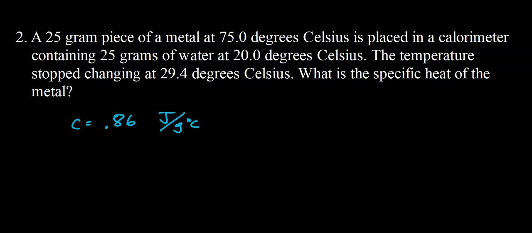Don't really care too much about the 2 sig figs in our masses here. That really limits the precision of our answer, but nevertheless, we get 0.86 joules per gram degree Celsius.